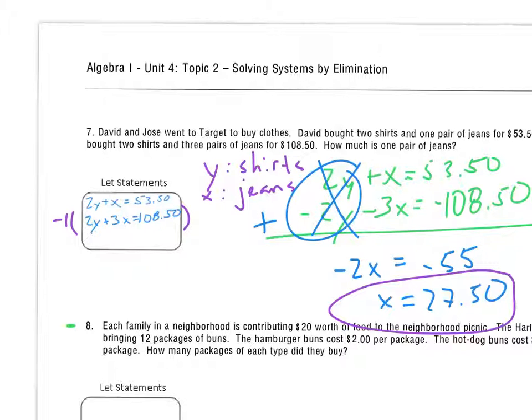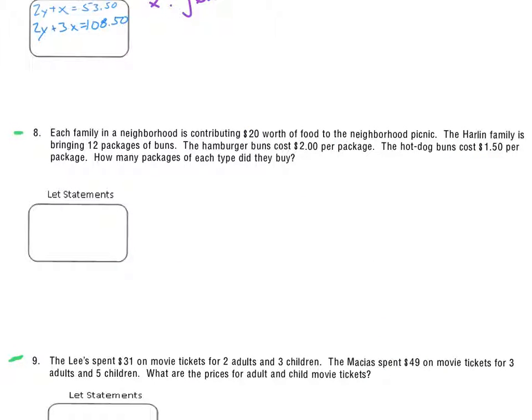And now the last one that we're going to do is number 8. It says each family in a neighborhood is contributing $20 worth of food to the neighborhood picnic. The Harlan family is bringing 12 packages of buns, and the hamburger buns cost $2 per package. The hot dog buns cost $1.50 per package. How many packages of each type did they buy?